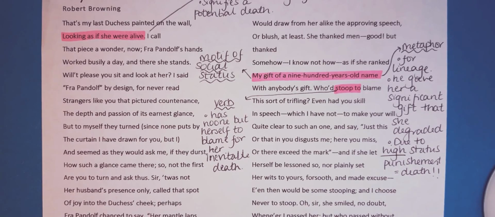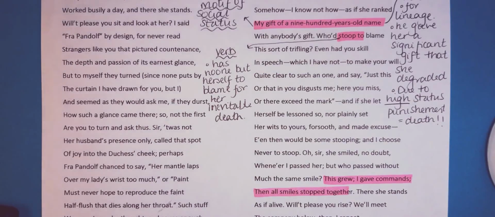And the next quote that I think is quite important is right here. So it says, "This grew, I gave commands, then all smiles stopped together." So the first thing that I would say is that this is euphemism, and there's a theme of jealousy and imagery of death, because it emphasizes the message that the Duke wants to portray to the visitor about his daughter's fate if she acts like the Duchess.